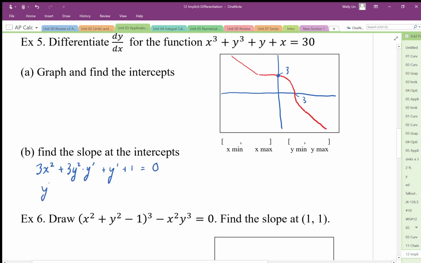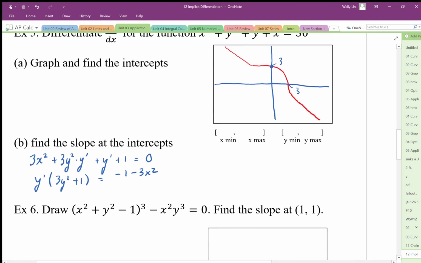Okay, so then I factor my y primes out. So I get 3y squared plus 1 equals negative 1 minus 3x squared. Okay, and then divide. Just going to grab that, move that over a little bit. Okay, and then I'm going to divide to get the y prime value. So y prime is equal to negative 1 minus 3x squared all over 3y squared plus 1. Okay, so there's my derivative.